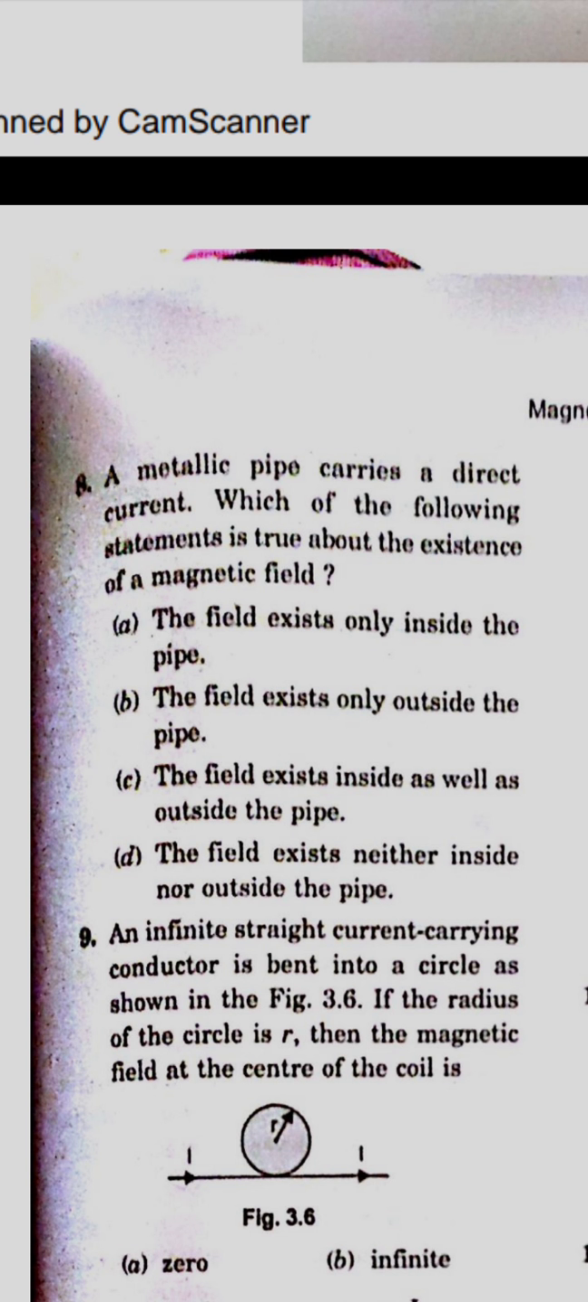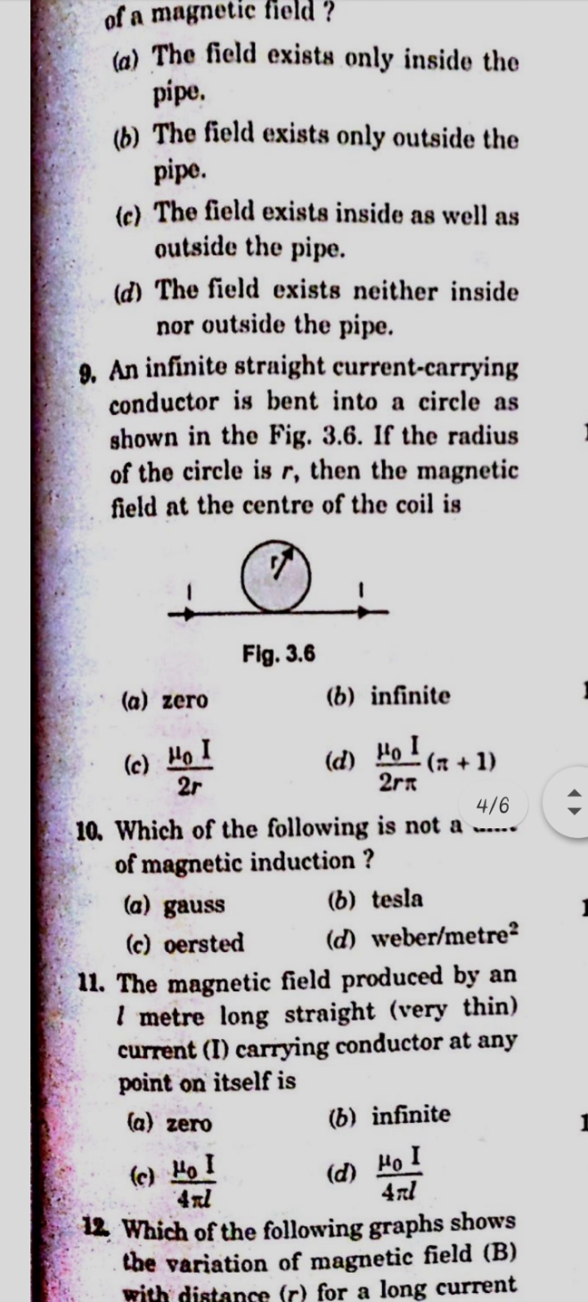So next question: the infinite straight current carrying conductor is bent into a circle, as shown. If the radius of the circle is r, then the magnetic field at the center of the coil is given by, we know this formula, right? Mu naught upon 2 r times I, plus I upon pi, so it is given as mu naught I upon 2 pi r times (pi plus 1). So the option will be D, that is mu naught I upon 2 pi r (pi plus 1).